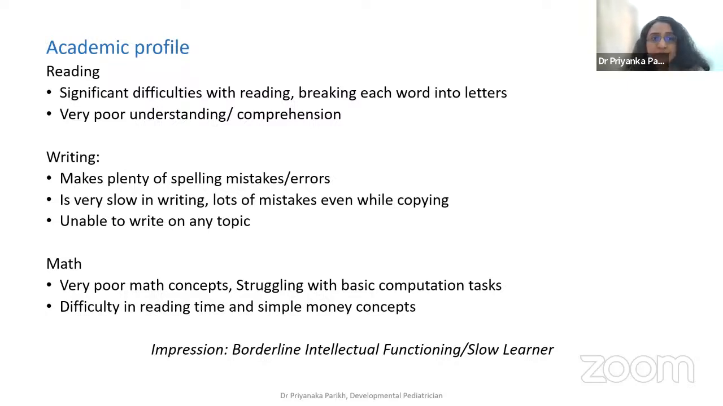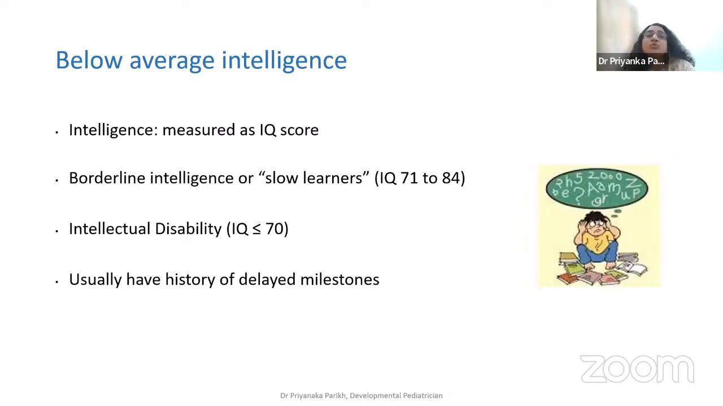So before we go to the learning disability, let's understand what is the below average intelligence or borderline intelligence or slow learner profile. So the intelligence is measured as an IQ score, and the average IQ is in the range of 90 to 110, and for the borderline intelligence or slow learners, the IQ is seen in the range of 71 to 84, and the intellectual disability is less than 70.